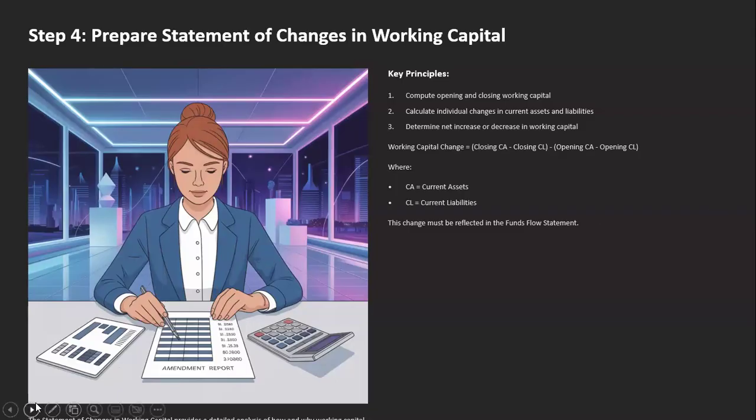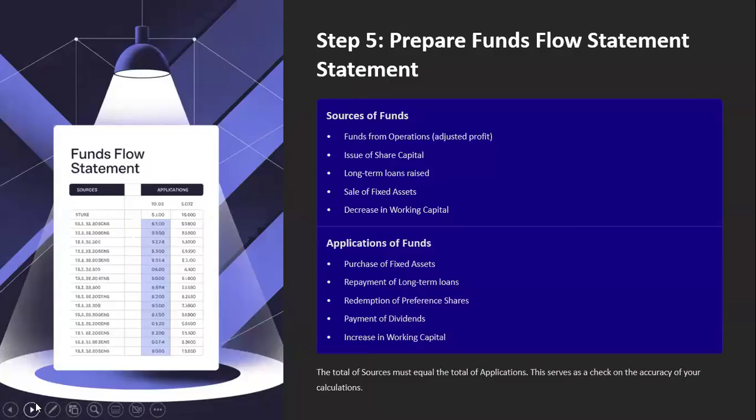Now, let's prepare a fund flow statement. A fund flow statement has two columns: one, source of funds, and second, application of funds. Source of funds talks about how the funds are coming in, whereas application of funds talks about how the money is moving out. Funds from operation talks about adjusted profit, that is, if anything changes in profit, it is shown.